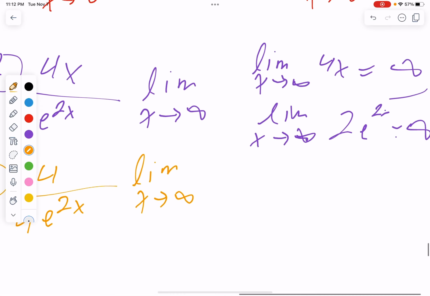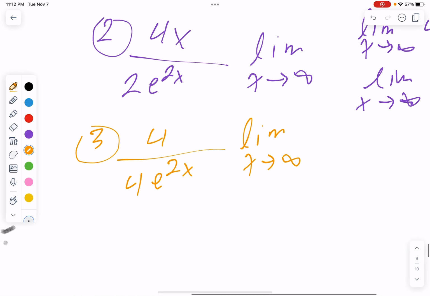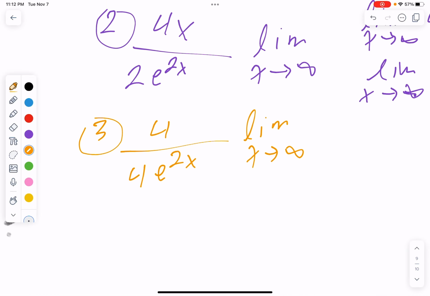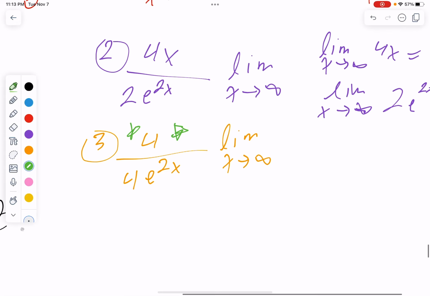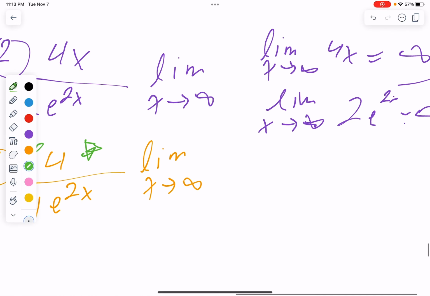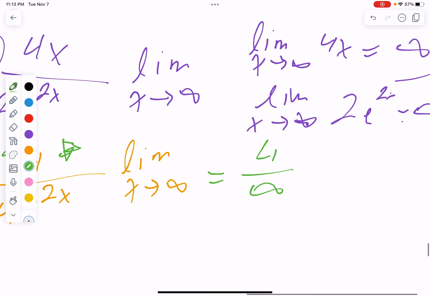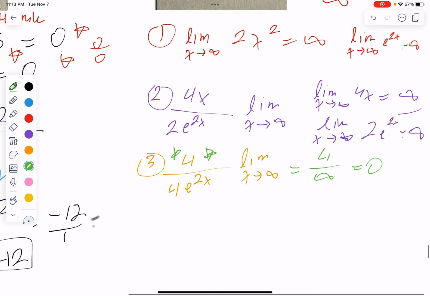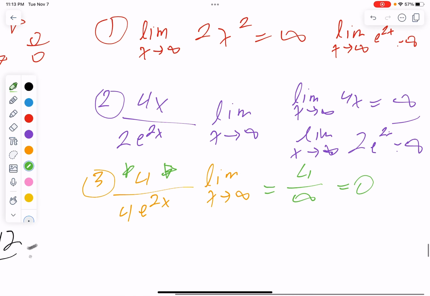A little thing here: you can actually stop once you get a constant on the numerator, and I'll show you why. Basically you can stop here because you would get 4 over infinity. And 4 over infinity is going to give you 0, because the denominator is getting infinitely larger. So yeah, that's the answer for this one.